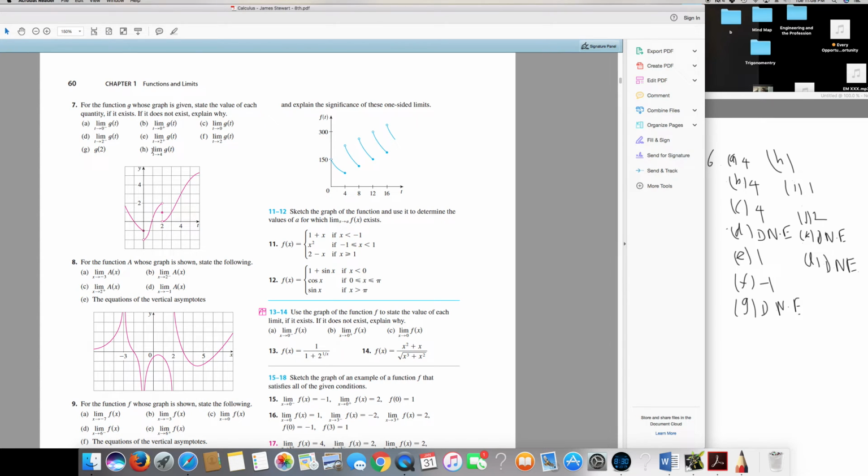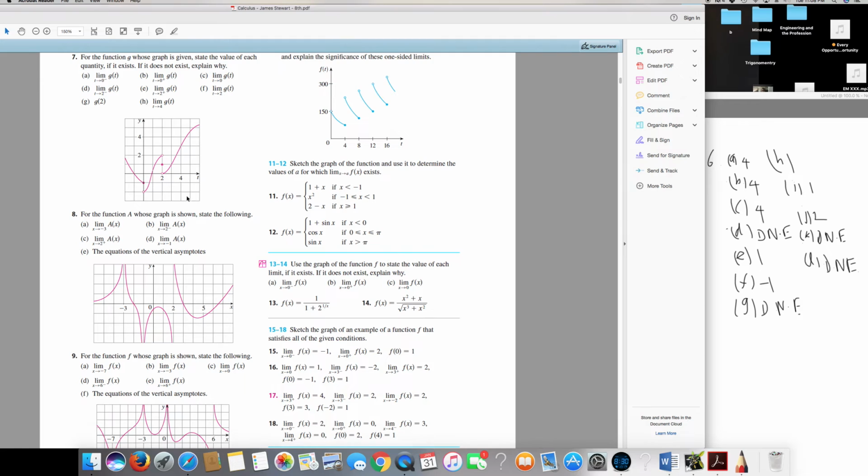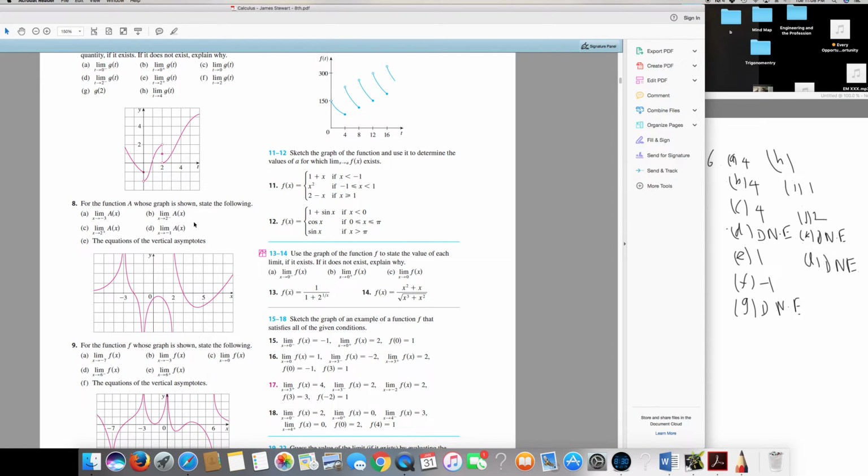And the next question is asking the limit of g of t as t approaches 4. So when t approaches 4, from the left hand side it's 3, from the right hand side it's 3. So both are equal, therefore the limit exists, the answer is 3. And let's do the next question.